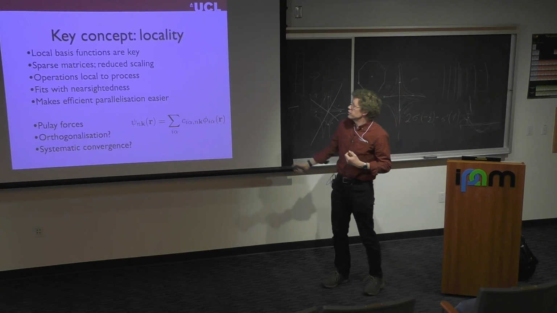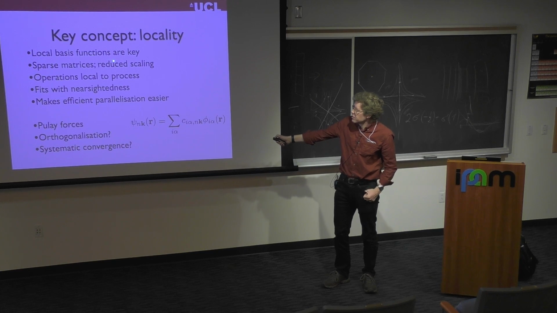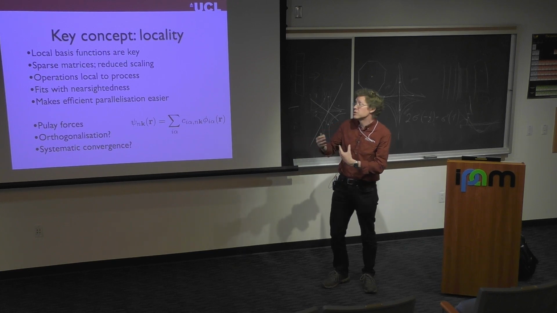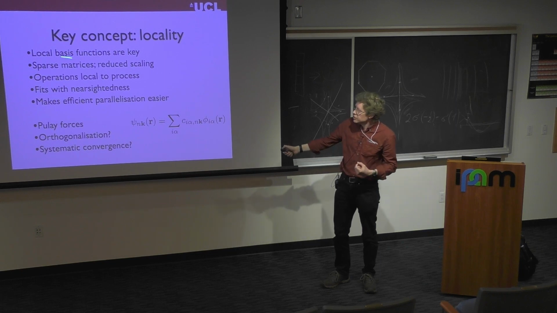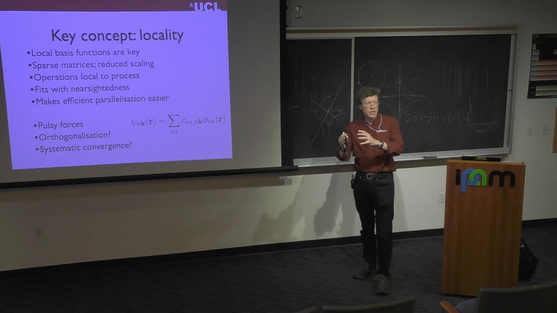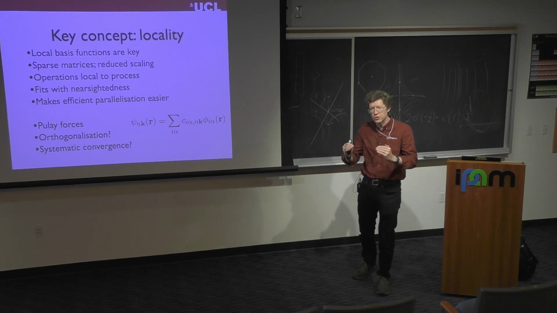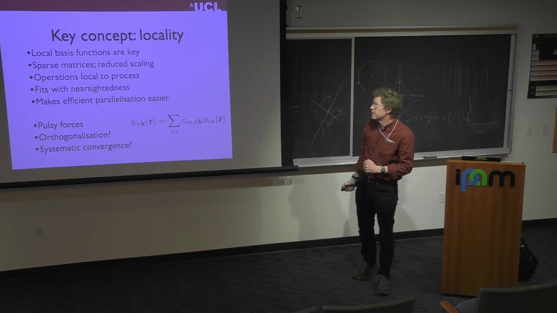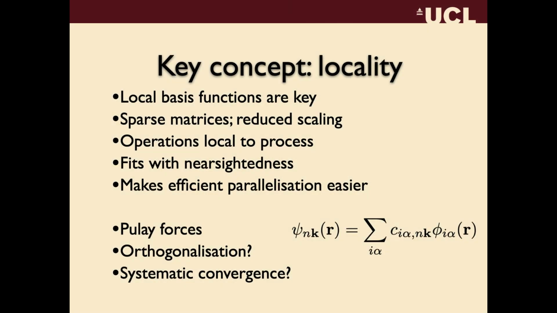And in CONQUEST, what we do is we use local basis functions, so those are key. They give you sparse matrices, which again reduces the scaling, reduces the memory use. It also means that almost all of the operations are local to the process that's managing the atom. So we reduce communications. That improves efficiency. It then naturally fits with Walter Kohn's near-sighted principle, which is what I was just talking about, the fact that electronic structure is local. And it makes parallelization simpler.